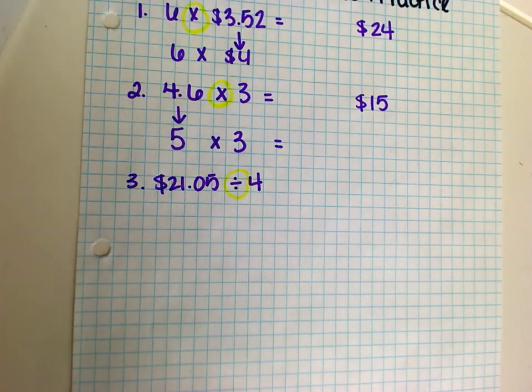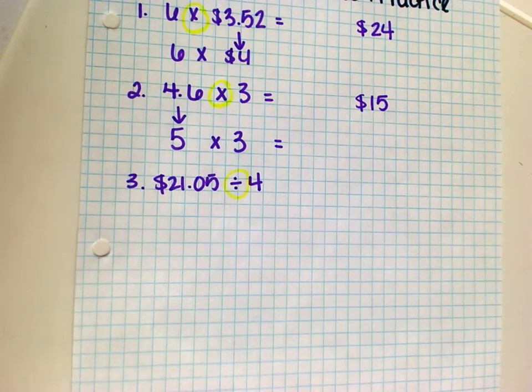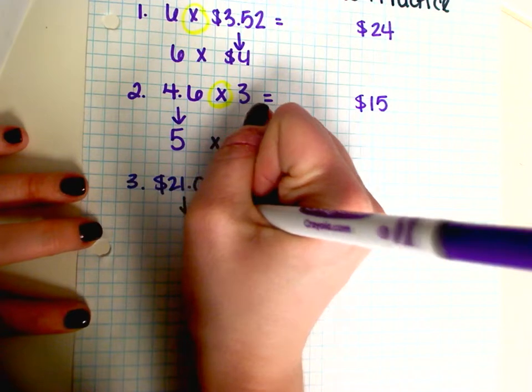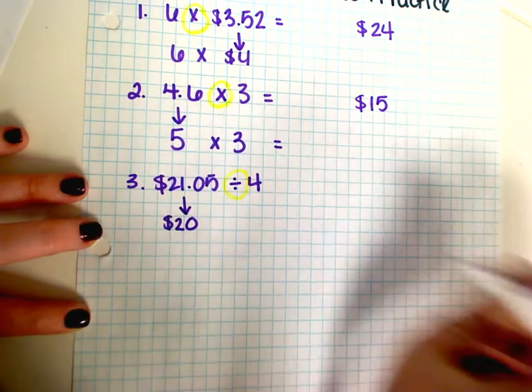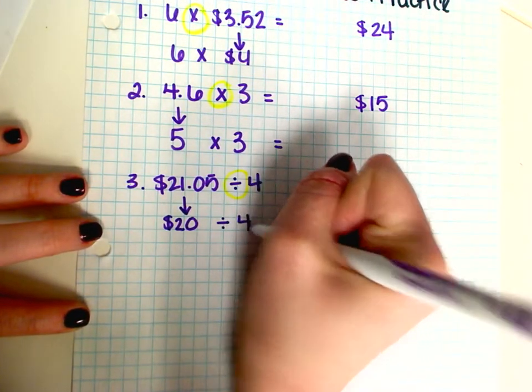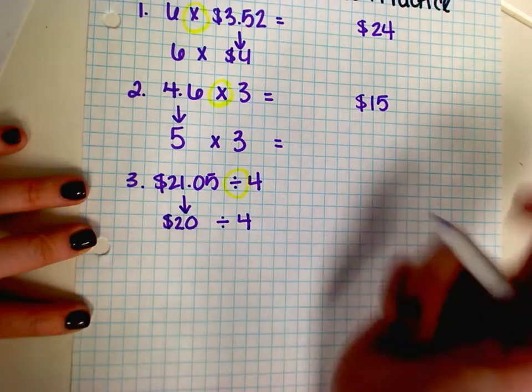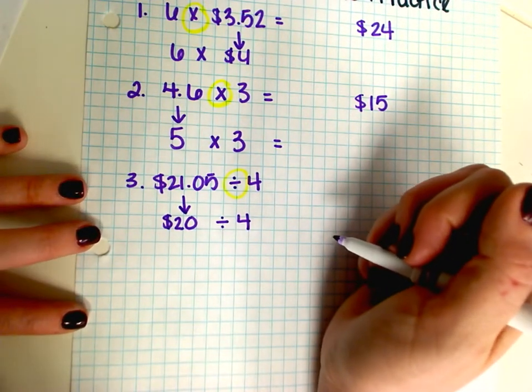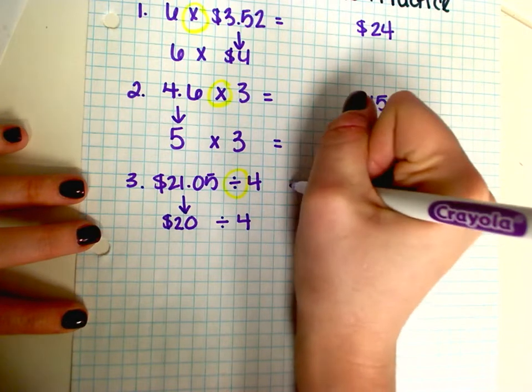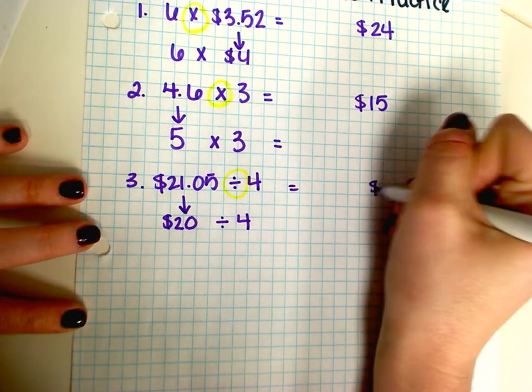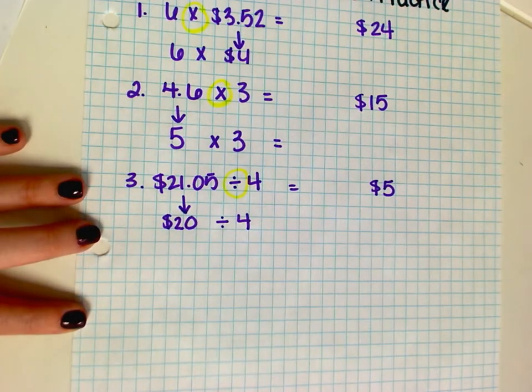divided by 4, let's think of a multiple of 4 that's closest to 21.05. What are you thinking, Ellen? 20. That's what I would pick too. So we make that $20. Because 20 is a multiple of 4, 20 is divisible by 4 easily. 20 divided by 4 is what, everyone? 5. Awesome. And we're talking about money. $5. So we are going to remember to include our dollar sign.